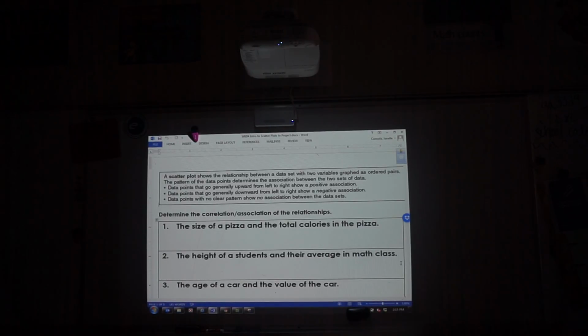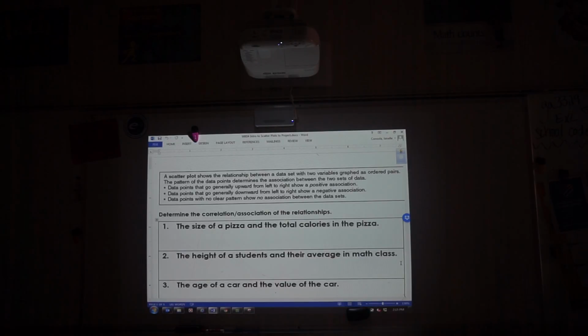So basically what that's saying, the pattern is generally referred to as your slope. If we look at it and it has a positive slope or a negative slope, we can tell what type of relationship it has. Data points that generally go upward from left to right show positive. So if we drew a line through the data and it was a positive line, it would have a positive relationship or association. Meanwhile, if it was a negative, it would have a negative relationship or association. And then there are also data that have no relationship to each other.